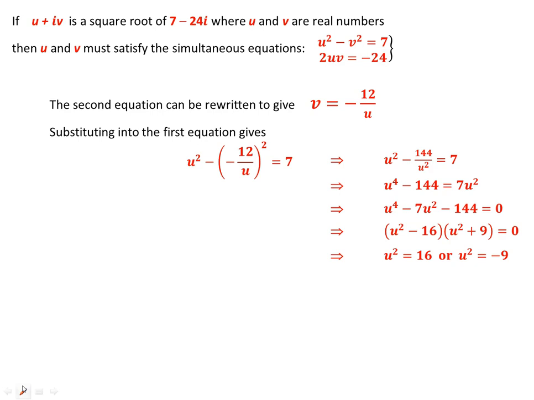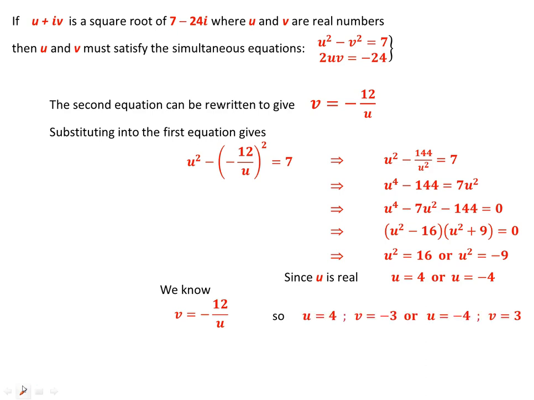u squared equals 16 gives me u equals 4 or minus 4. u squared equals minus 9 gives me no solutions, because we've been quite clear earlier on to state that u and v are both real numbers. So u squared equals minus 9 is impossible for a real number u. So we know that u equals 4 or u equals minus 4. If u equals 4, we've got v equals minus 3. And if u equals minus 4, then v equals 3.